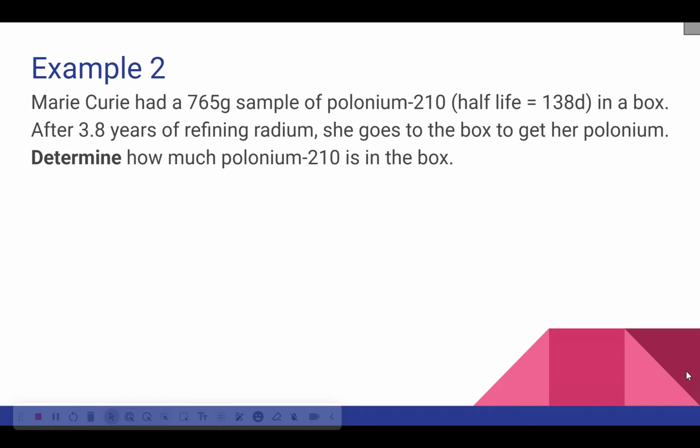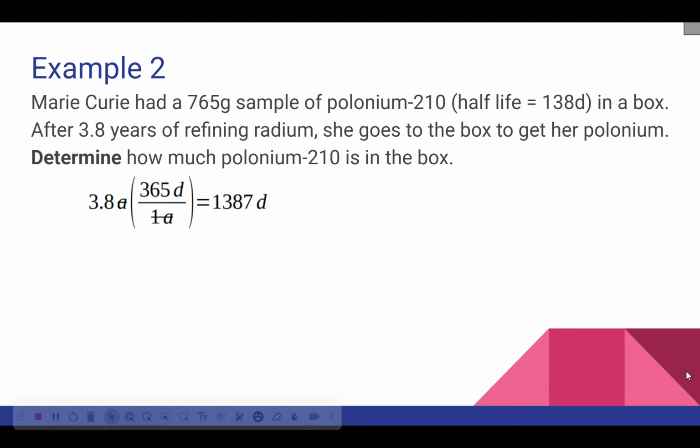3.8 years later, she takes down that box, and we want to know how much of the original polonium-210 is still in the box. So, first thing we're going to do is convert the number of years that have passed into days. That way we can use it with the half-life being 138 days. We're going to have to use units that are the same. So I wrote it as 3.8 annum, annum is just a fancy way of saying years, times 365 days per 1 year.